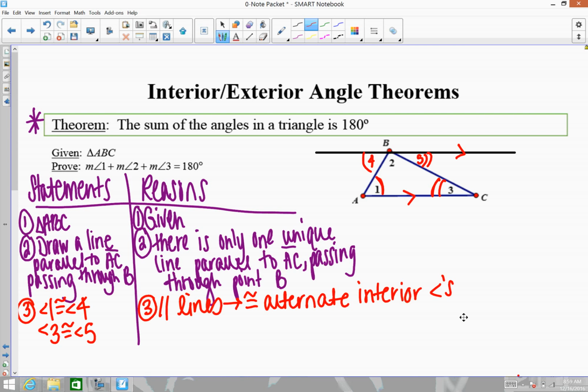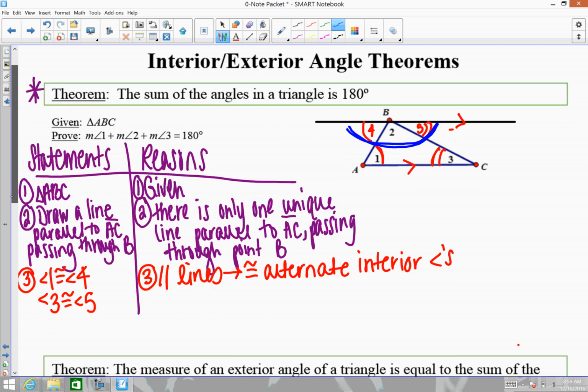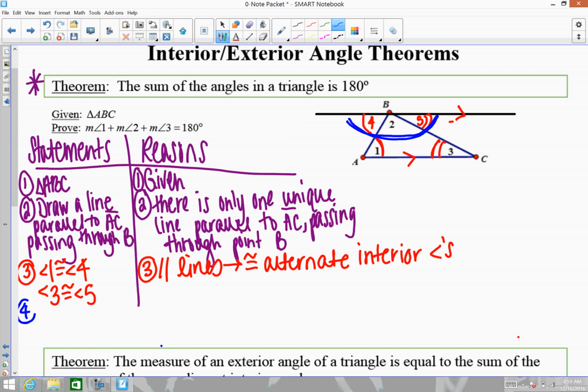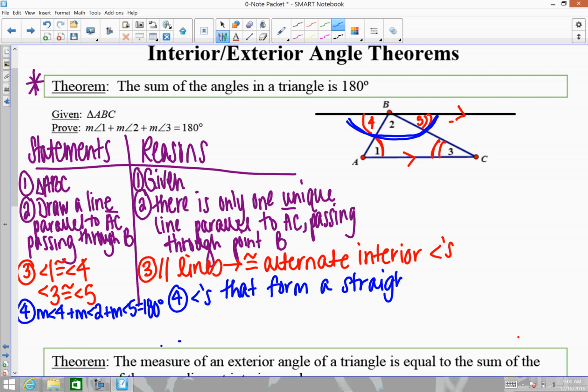Then the next thing is, if you look, angle 4, 2, and 5 all have to add up to 180 degrees because they form a straight line. So the next step here: the measure of angle 4 plus the measure of angle 2 plus the measure of angle 5 is equal to 180. That's because angles that form a straight line add to 180.